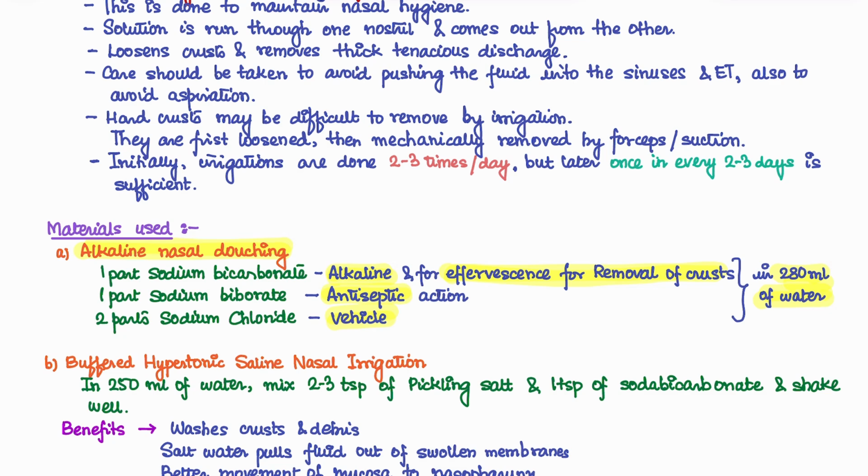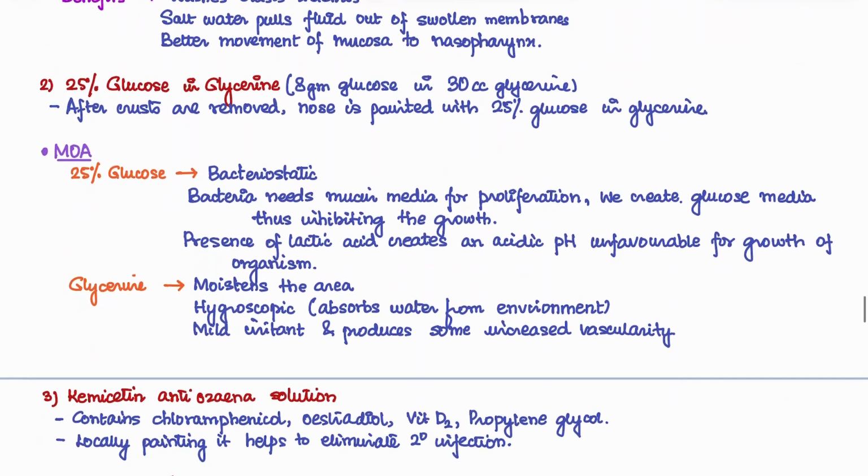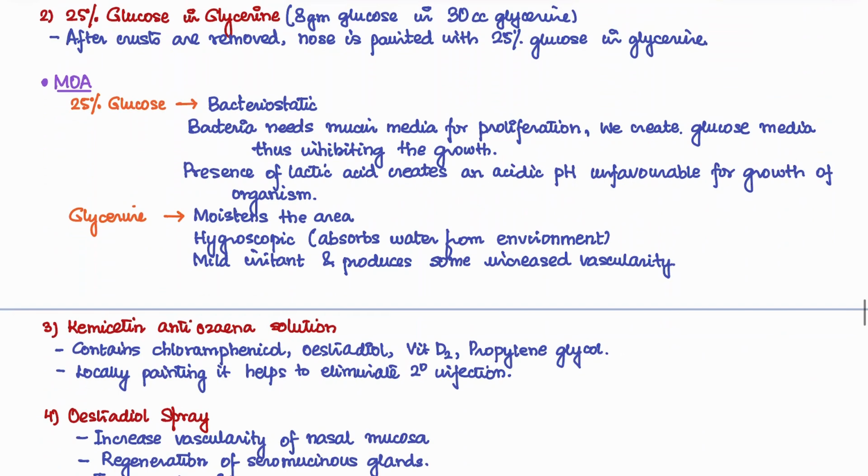The second solution is a buffered hypertonic saline nasal irrigation, where in 250 ml of water you mix 2 to 3 teaspoons of pickling salt and 1 teaspoon of sodium bicarbonate and use that for nasal irrigation. Second, now that nasal irrigation has been done and the crusts have been removed, you can apply 25% glucose in glycerin to paint the nasal cavity. Here, you dissolve 8 gram of glucose in 30 cc of glycerin.